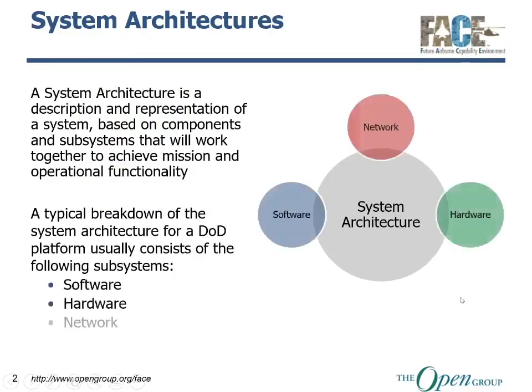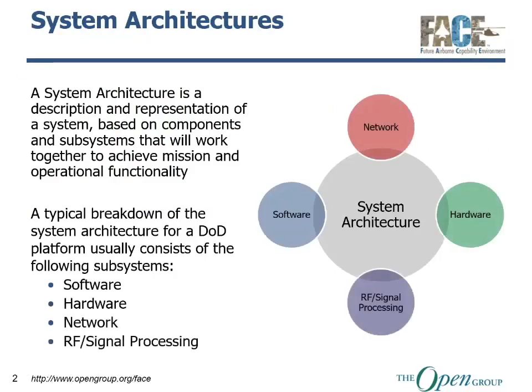So when we consider a DoD platform, particularly an aviation platform, a system architecture is going to be defined in terms of certain subsystems. Now, these can either be defined separately or as part of a collective design. Either way, a system is going to consist of hardware, software, network, and in the case of airborne vehicles, a subsystem to define the entities and behavior for radio frequency and signal processing.